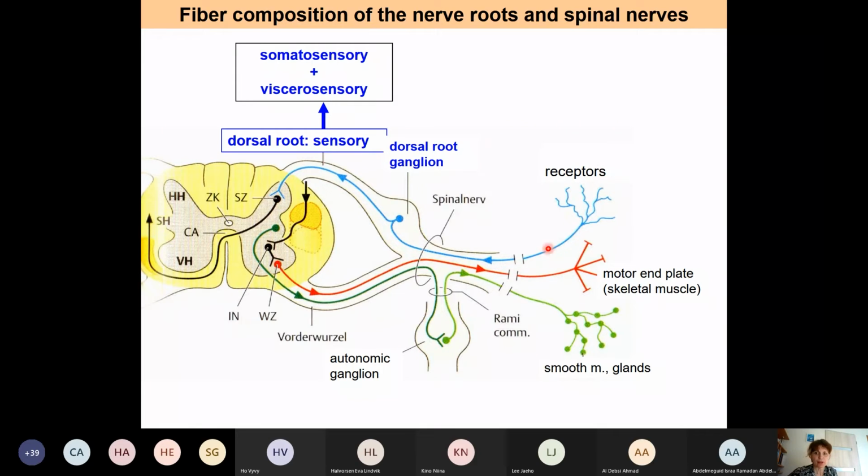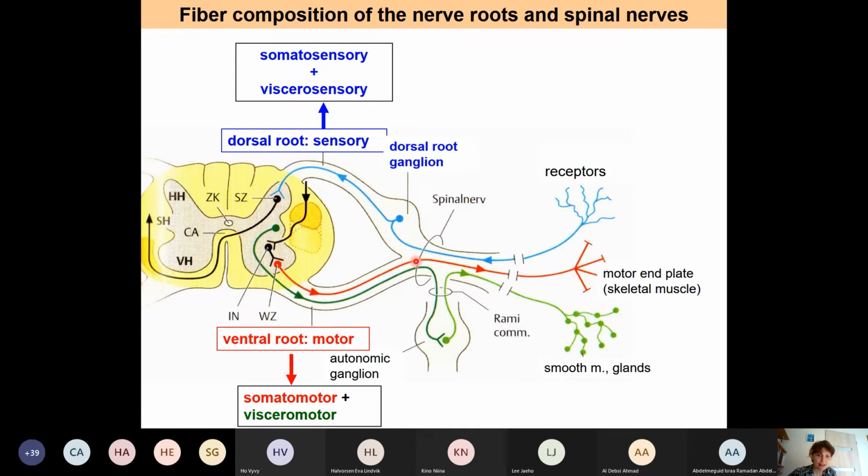So if you follow this blue line, it starts in a receptor. Yes, so this is the nerve ending of a sensory fiber. And if you follow it, you can find the soma, the cell bodies of these neurons in the dorsal root ganglion, with the pseudo-unipolar cells, and the central process is what we actually have in the dorsal rootlets, and they enter the spinal cord.